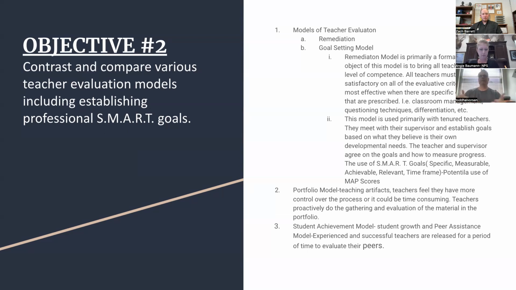Is it achievable? You can't say, I want my kids to climb 5 RIT points in the first semester, because even based on nationally, that's not going to happen. Unless obviously that first test, they just did nothing. And then is it relevant? So is it relevant to student success, to student achievement? And then what's the time frame for it? And then, as I touched on a little bit, the potential use of MAP scores there.